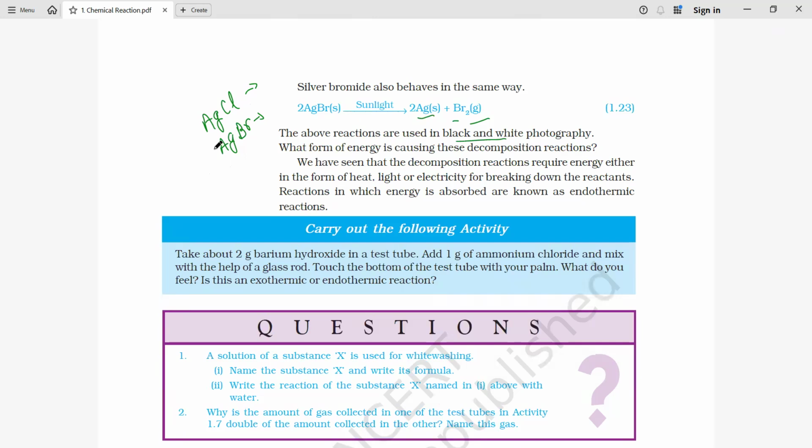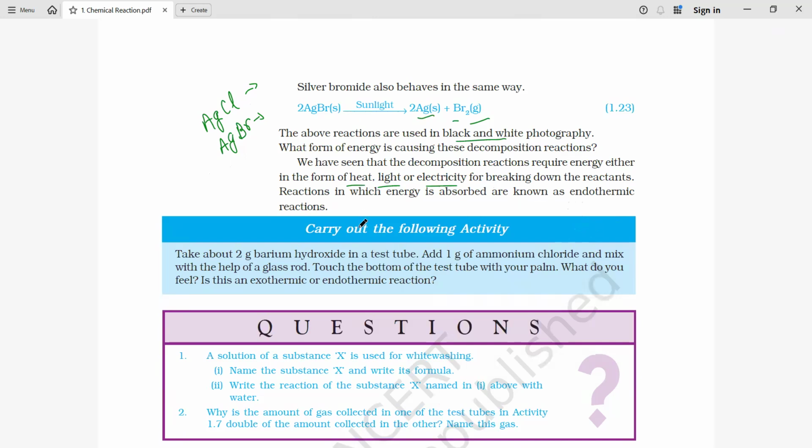क्या हो रहा है? इसका decompose हो रहा है silver chloride और silver bromide में. Okay, so here you are seeing that जितना भी decomposition reaction हम लोगों ने देखा, that requires some energy. So that's why it's called energy, either in the form of heat or in the form of light or in the form of electricity. Electrolysis में भी power supply दिया गया, 6 volt.